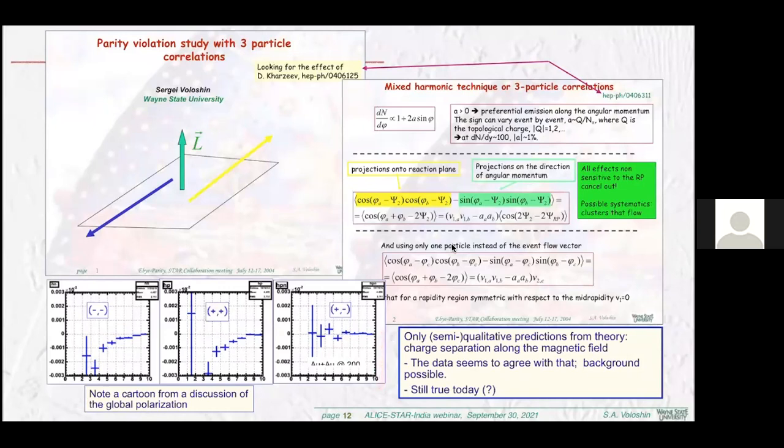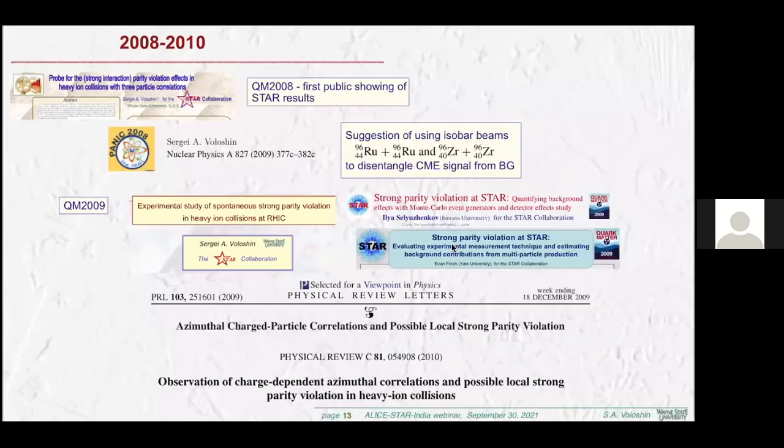the conclusion was that qualitatively the results go along with the expectations, but we don't know about the background, and not much real quantitative prediction from theory. And it's still almost true today also. We know much better. It was in 2004, but it took several years before the first result was shown in public. That happened in India, in Jaipur, in a poster.